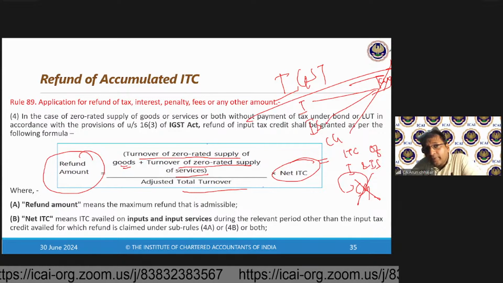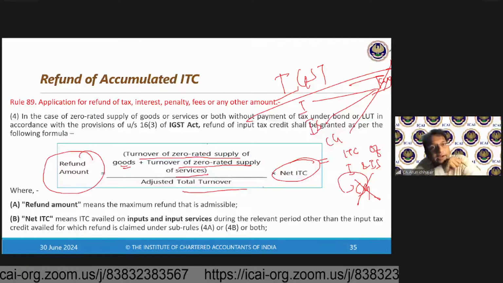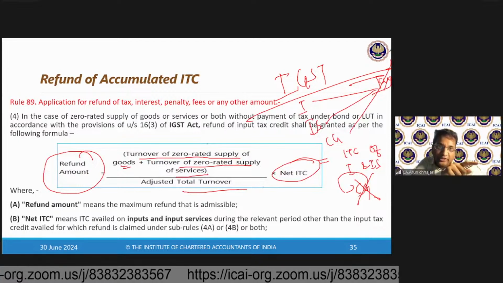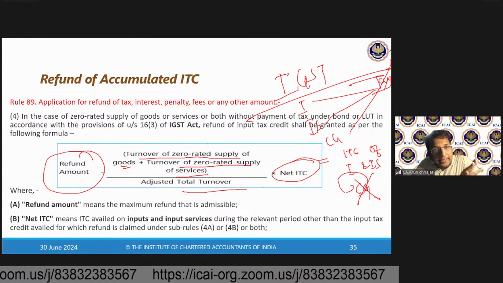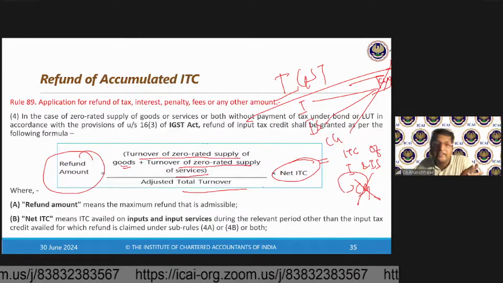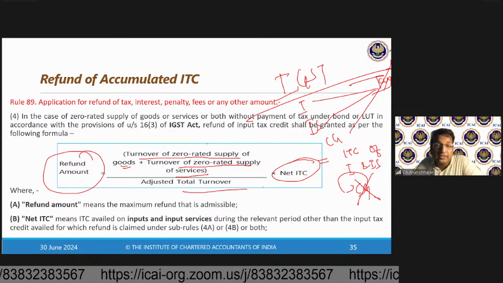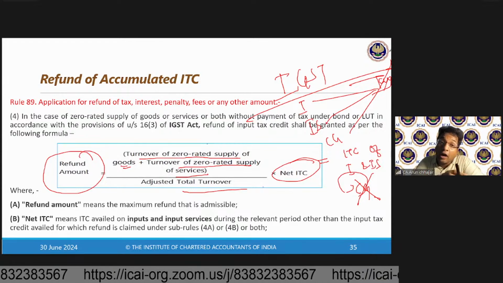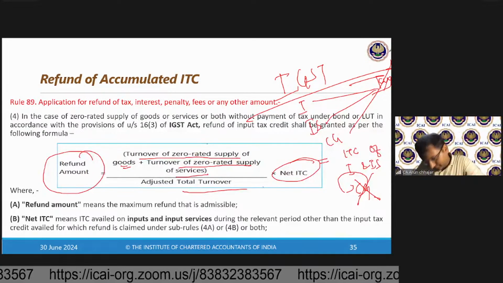Second bifurcation could be that if I'm exporting the goods, there is no refund application required. If I'm exporting the goods on payment of IGST, no refund application. The shipping bill will be deemed to be the refund application. So if someone is exporting the goods, then he may opt for the IGST route because the refund is automatic.